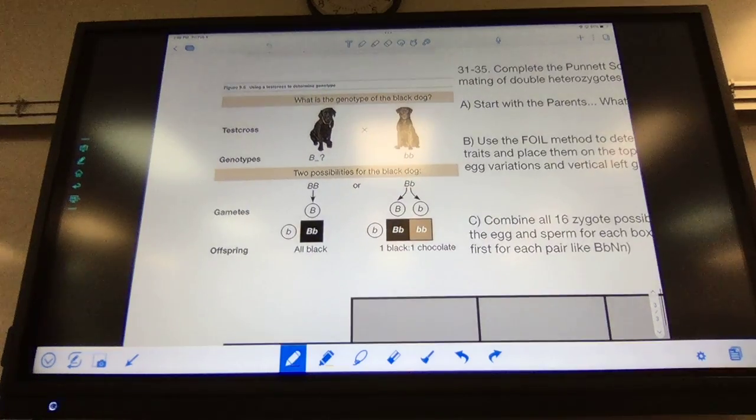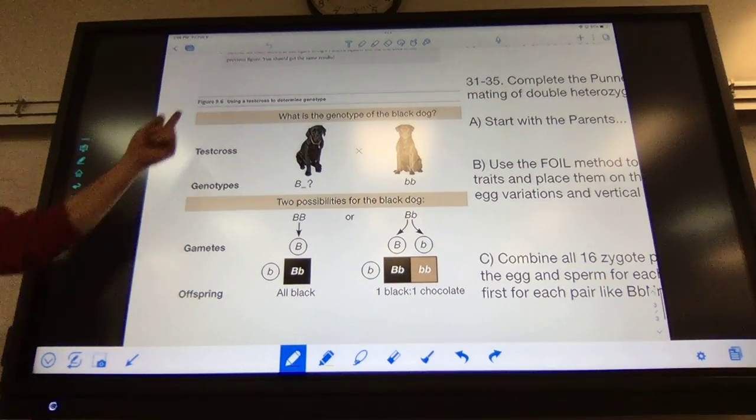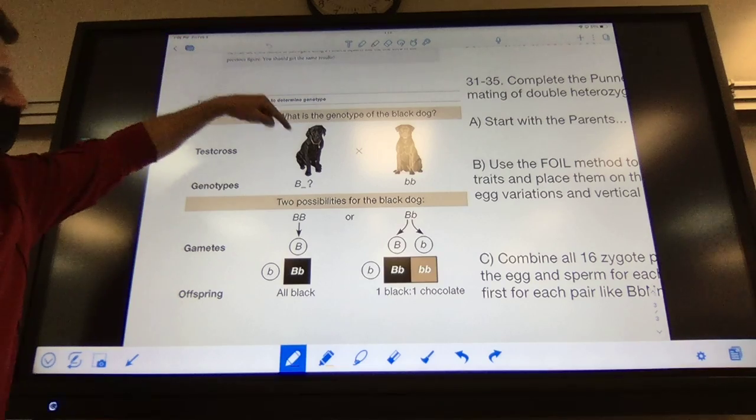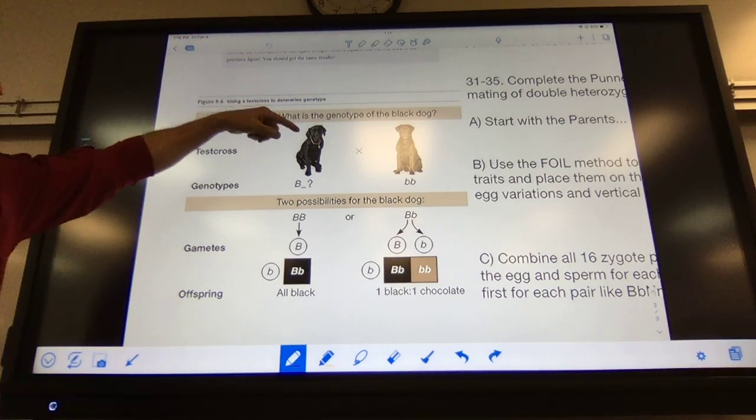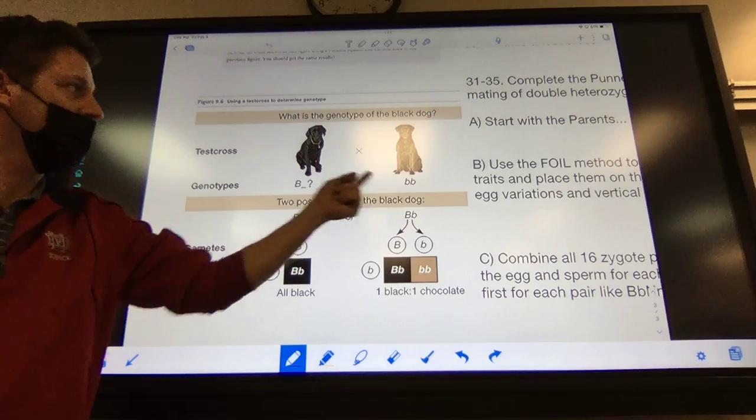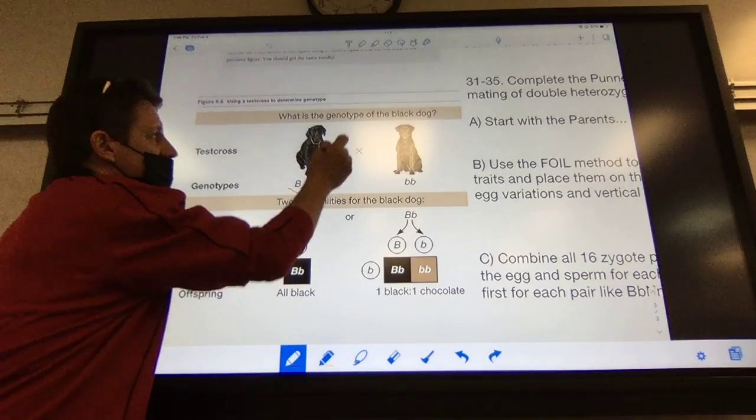Figure 9.6 is right here. This is the black dog. This is a brown dog. What is the genotype of this dog?